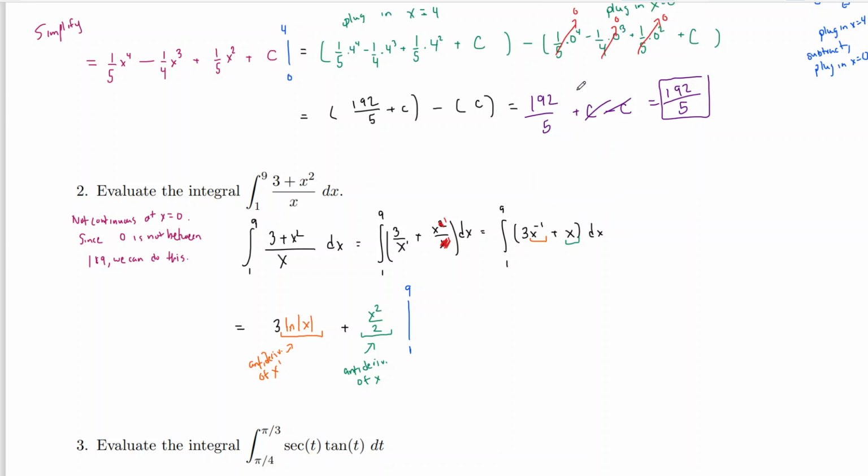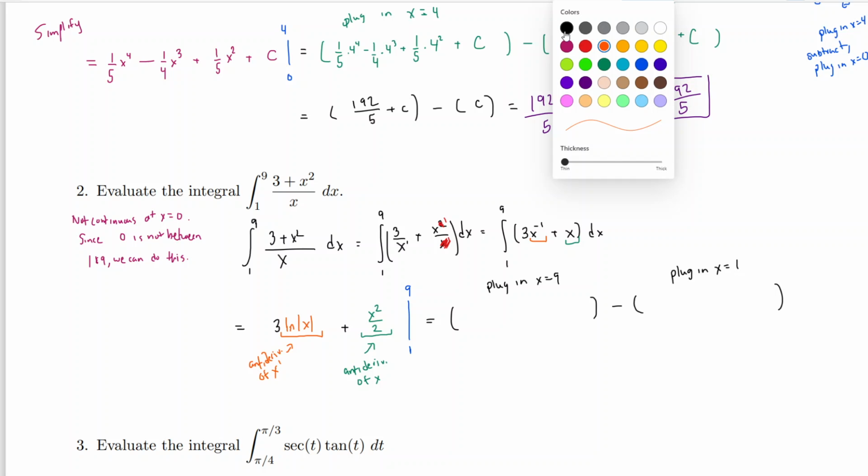Now, as far as simplifying before we plug in, there's really nothing to simplify. We have x squared over 2, nothing to cancel in the fraction there, and this is just 3 times the natural log of x, absolute value, so nothing to cancel there. So I'm going to do what I did last time. I'm going to have a parentheses, minus, and another parentheses. In the first one, I plug in the top number, x equals 9, and in the second, I plug in the bottom number, x equals 1.